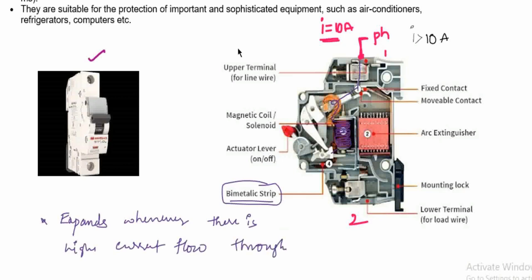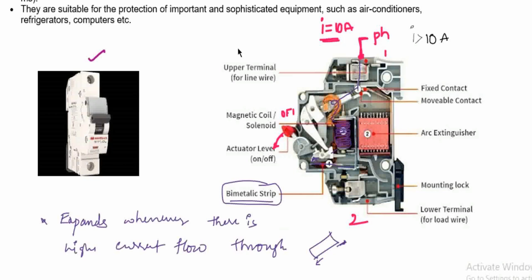Whenever there is high current flow through the bimetallic strip, that bimetallic strip will expand. There is a mechanical expansion of the bimetallic strip. This expansion will trigger the trip circuit. Here you can see this bimetallic strip expansion will trigger the trip circuit. Then what happens? This actuator or lever will be turned off.